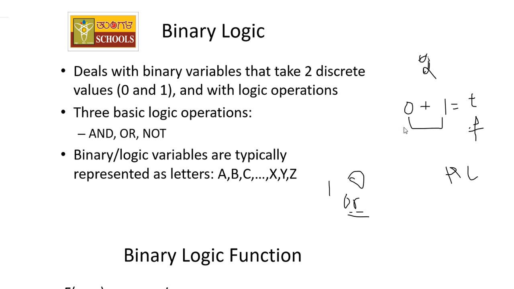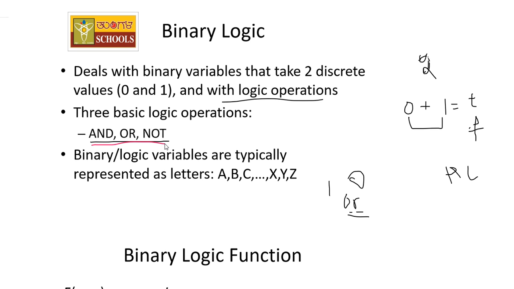Now, binary logic is introduced in this section because it is equivalent to an algebra called Boolean algebra. Later we'll study Boolean algebra; I just introduced that there is a concept called Boolean algebra, and there we require this binary logic. Now you can see it deals with binary variables that take two discrete values, 0 and 1, with logic operations. This is the main concept of binary logic. Three basic logic operations are AND, OR, NOT. Remember this. These are the main important basic operations in binary logic: AND, OR, NOT.